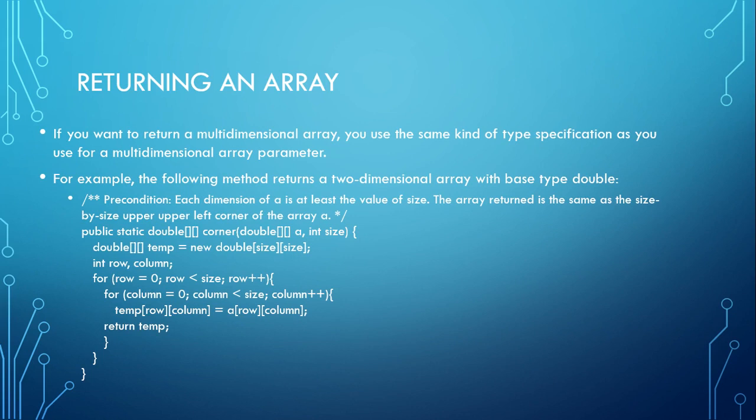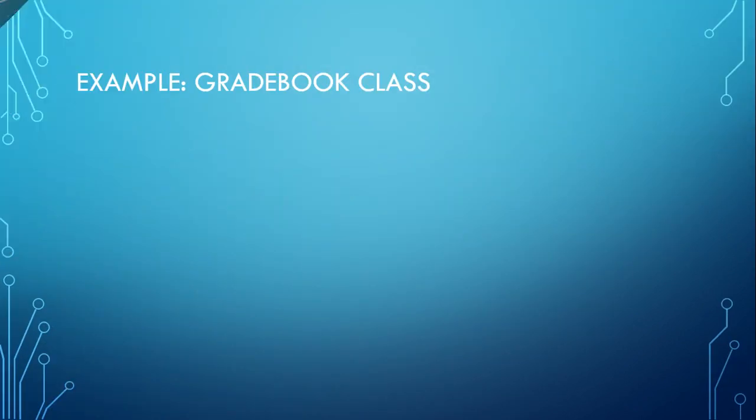So we have public static double[][] corner(double[][] A, int size). double[][] temp = new double[size][size]; for (int row = 0; row < size; row++) for (int column = 0; column < size; column++) temp[row][column] = A[row][column]; return temp; and that's it.